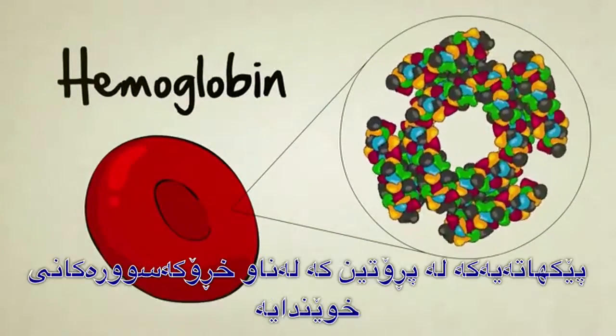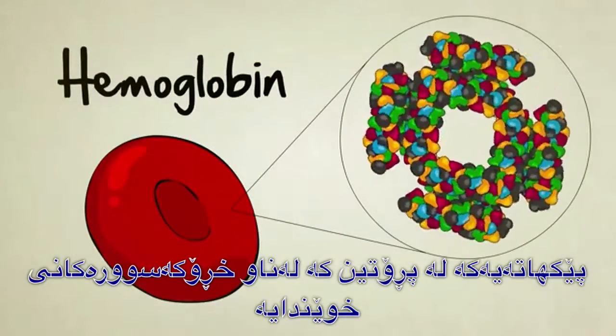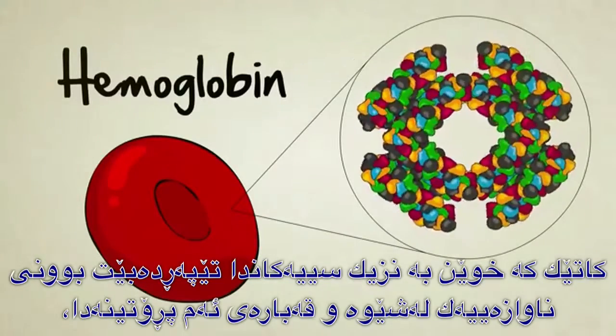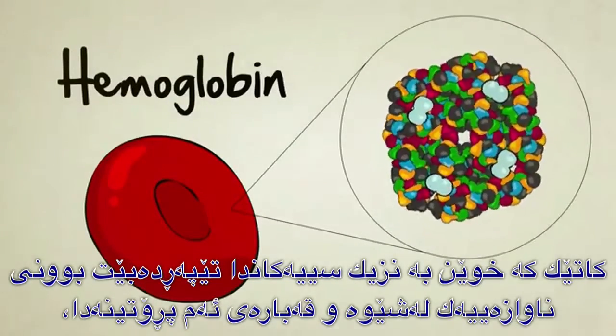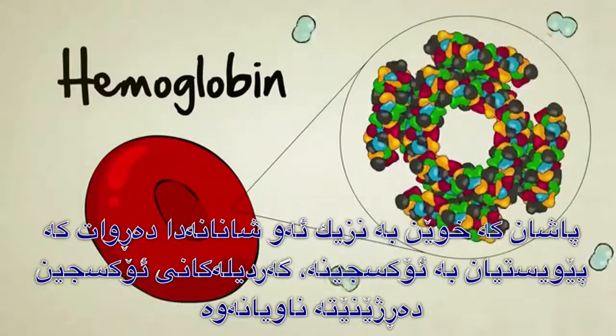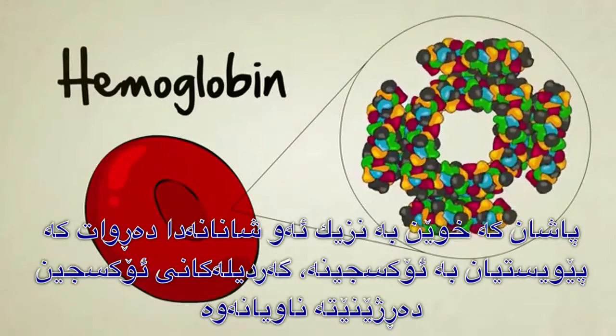Hemoglobin, for example, is a protein structure found in red blood cells. Its unique shape and size allow it to capture oxygen molecules when blood flows near the lungs, and then release them later when blood flows near oxygen-starved tissues.